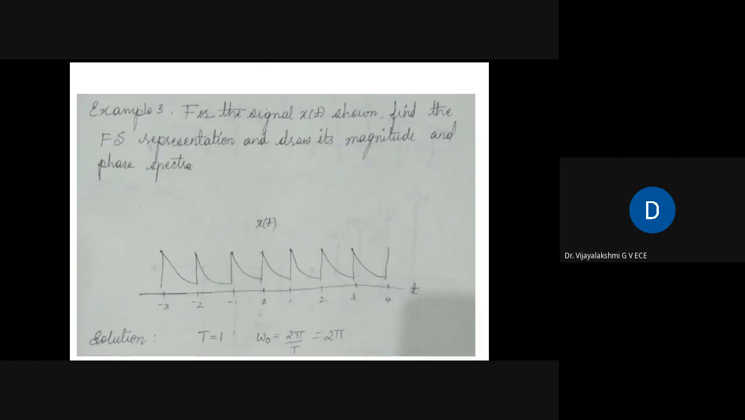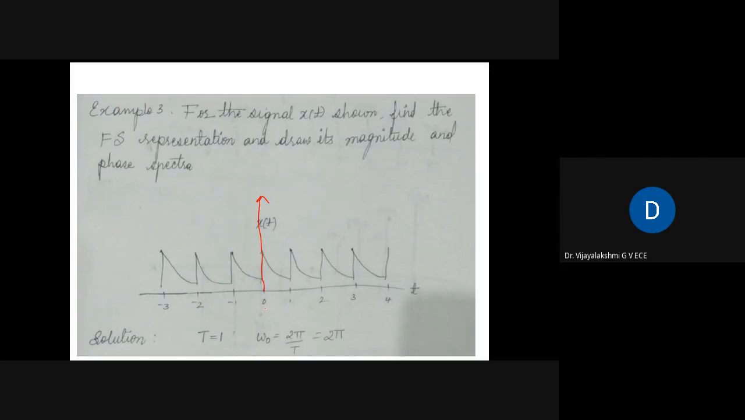Now this is the next example where the graphical representation of the signal is given. For this, you need to find out the Fourier series coefficients, and draw its magnitude and phase plots. When you observe this signal, which signal does it resemble? Can you tell me? If you observe, it has a pattern, so it is a periodic signal.